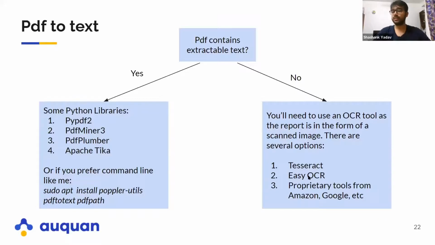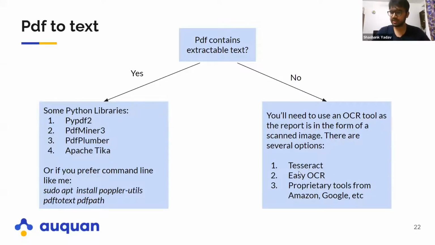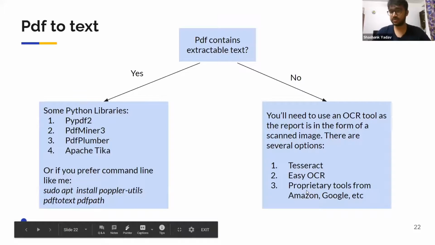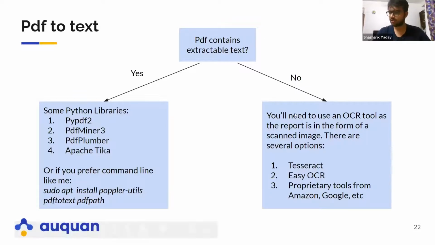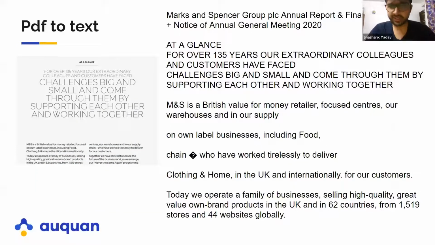OCR stands for optical character recognition. It is a method of extracting text out of images. So there are several libraries for that. You can try them, and some of them work really well. Tesseract is open source, and there are proprietary ones as well. So you won't be needing this most of the times, but if that's the case, you can just go with any of them. So let's look at an example.